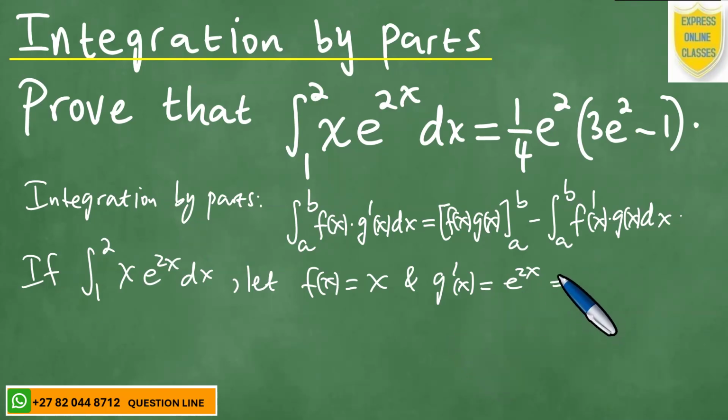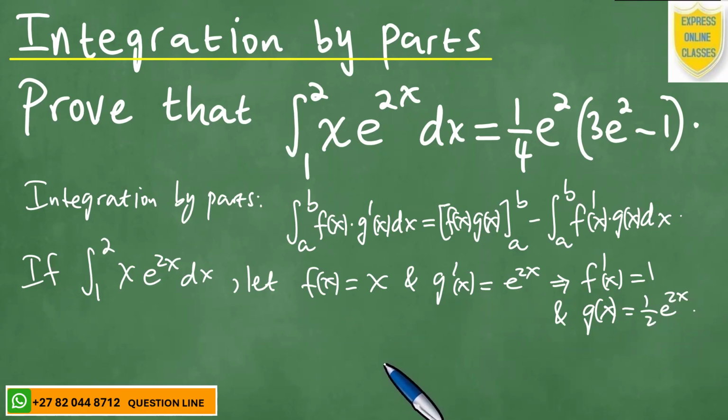And therefore, what this means is that f'(x), if f(x) is x, then f' is 1. And if g'(x) is e to the power 2x, it means that g(x) is exactly 1/2 e to the power 2x.